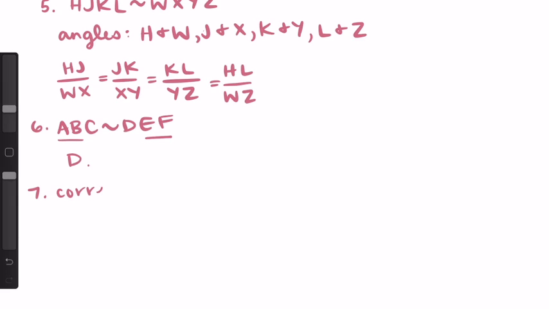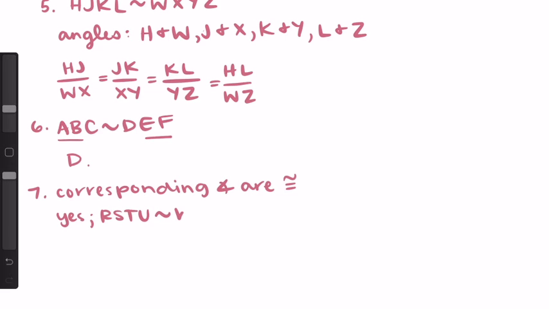Number 7 is determining if the polygons are similar, and if they are, we write a similarity statement and find the scale factor. So I can see that the corresponding angles are congruent, they're all 90 degrees, and then the numbers, so 64 and 32, 32 is half of 64, and 48 and 24, 24 is half of 48, so those are similar quadrilaterals. And they go in the order RSTU is similar to WXYZ. And then since I said RSTU is double WXYZ, the scale factor would be 2/1.